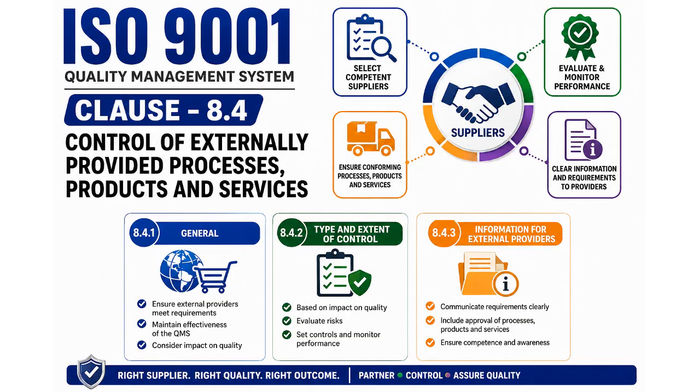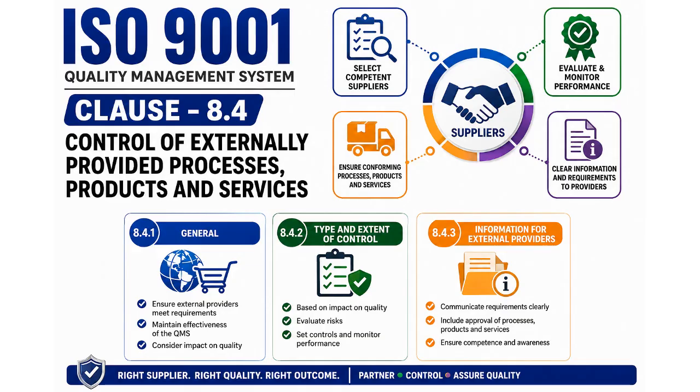Subclause 8.4.2 is type and extent of control. This clause focuses on the type and extent of control applied to externally provided processes, product and services. Organization must ensure the external providers do not negatively impact their ability to consistently meet customer statutory and regulatory requirements. All outsourced processes must remain under the organization's quality management system with clearly defined controls for both supplier and their delivered outputs.